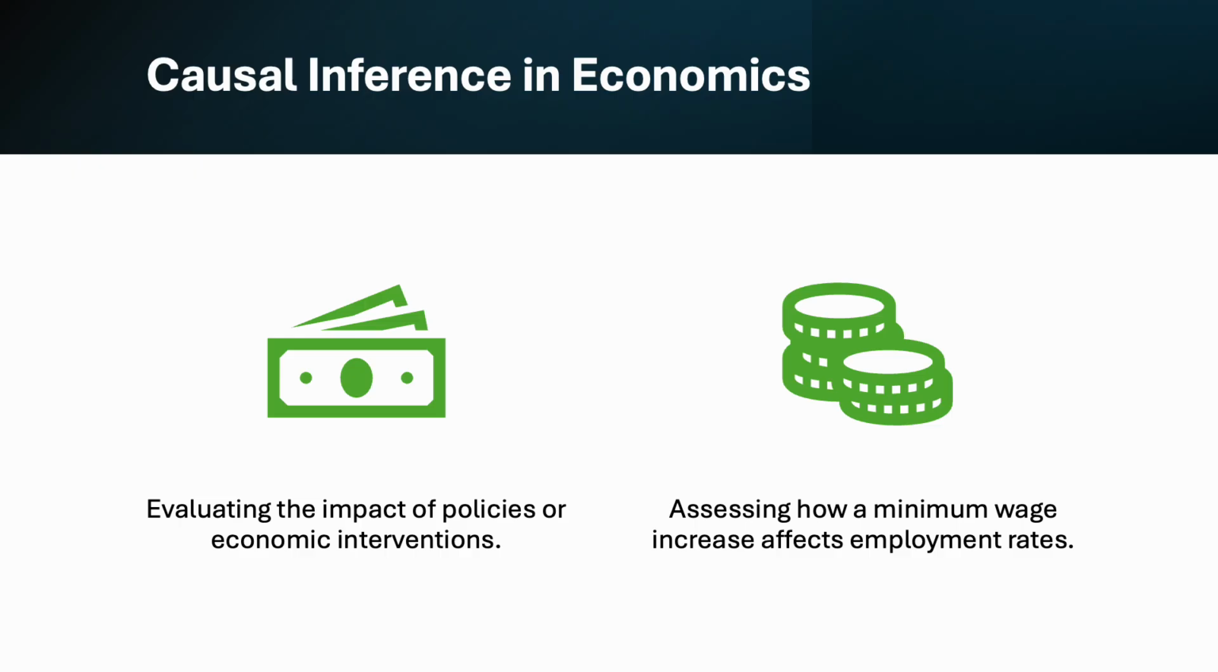Economists use causal inference to evaluate the impacts of policies or economic interventions. For example, assessing how a minimum wage increase affects employment rates by comparing employment levels before and after the wage hike, or between regions with different wage laws. Economists can determine whether the policy had the intended effect.